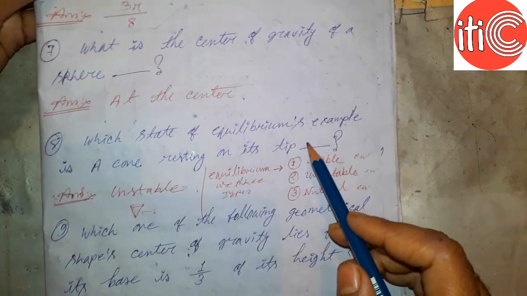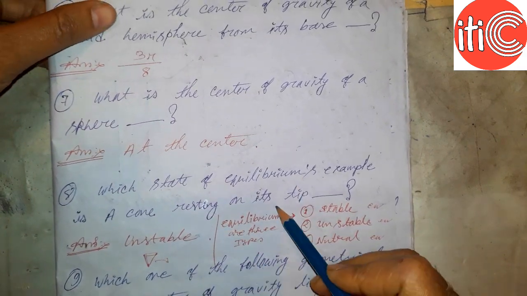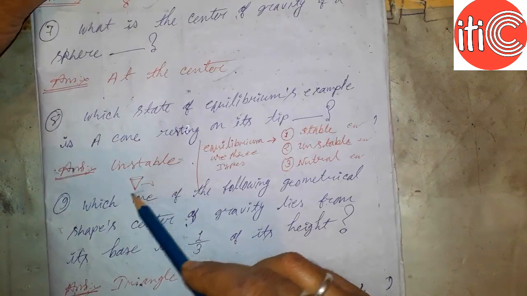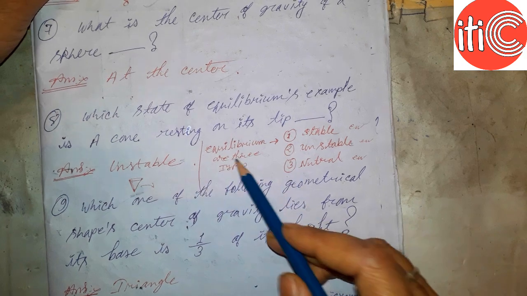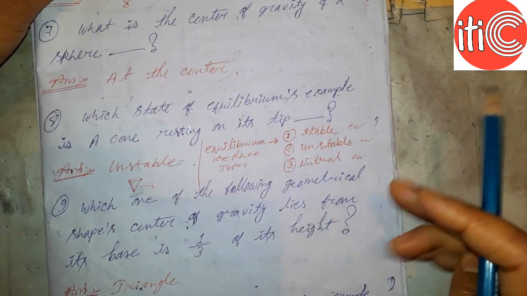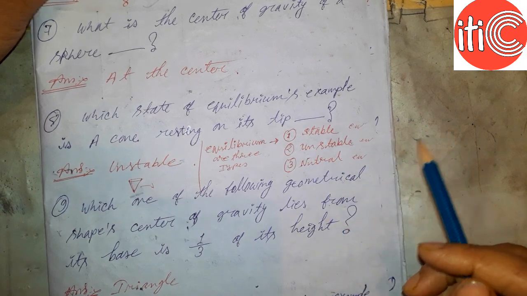Which state of equilibrium is an example of a cone resting on its tip? Unstable. Tip: unstable. Equilibrium has three types: stable equilibrium, unstable equilibrium, and neutral equilibrium.